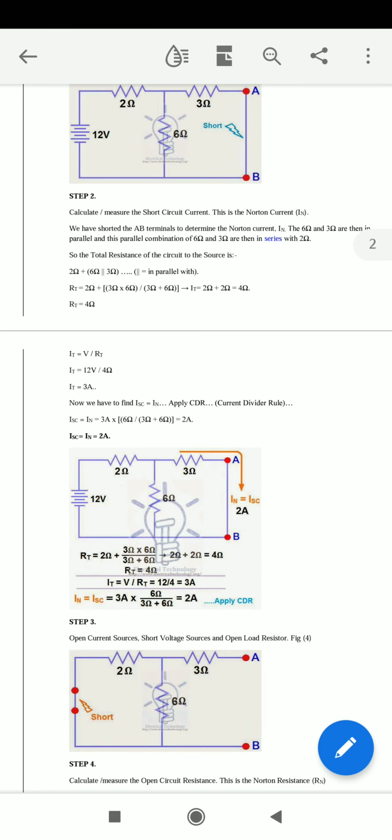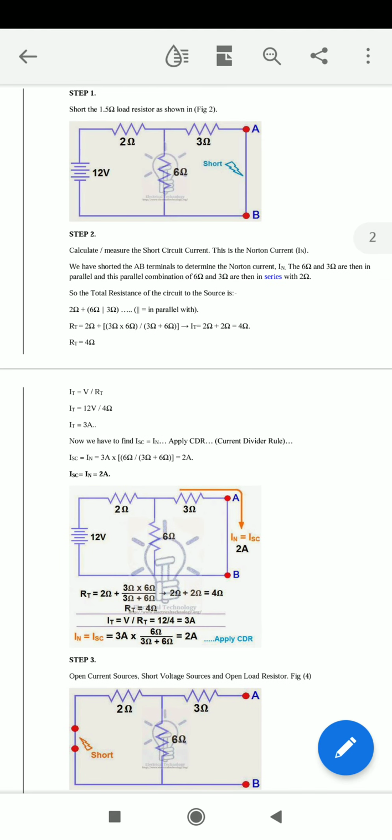That IT current is divided to give Norton's current. How is it divided? ISC equals IN, Norton's current, which is the actual current flowing in the short circuit. So now we know the current division rule: total current into opposite resistance divided by total resistance.